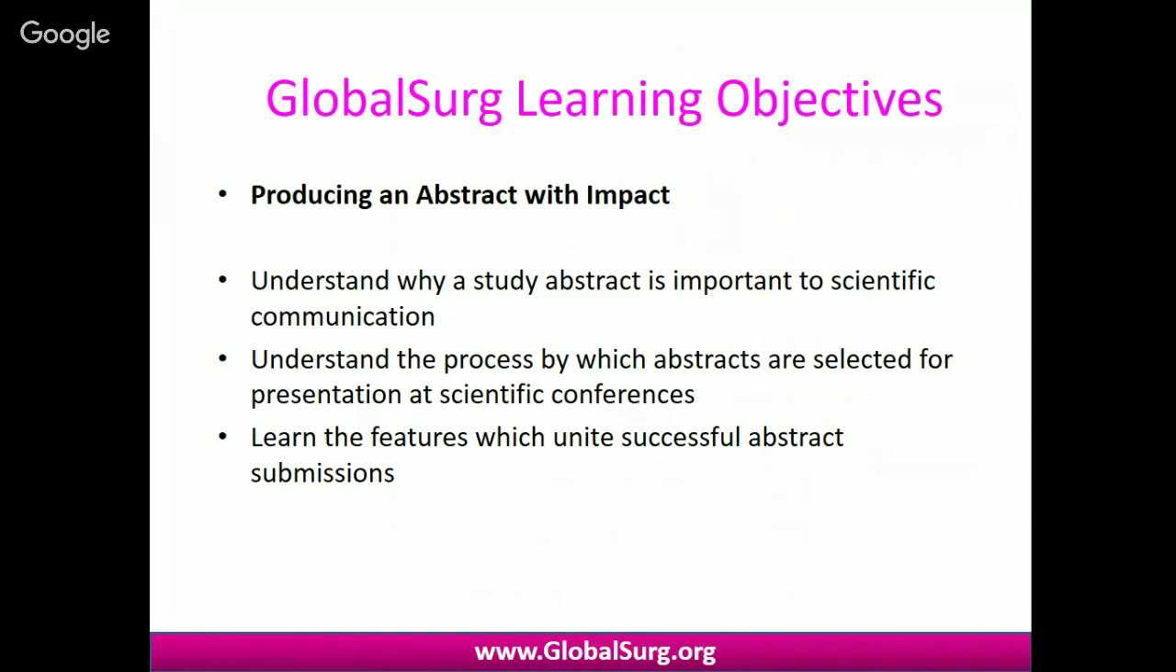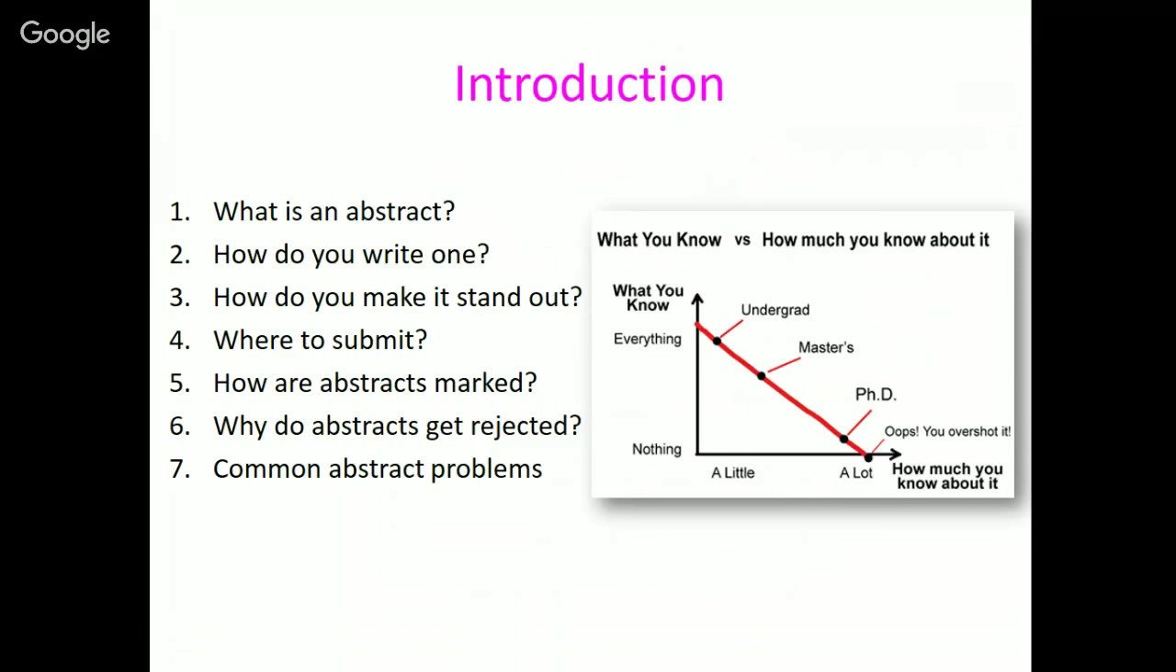Now, I break this down into 7 parts, which I think we need to consider. Firstly, explaining what an abstract is. Secondly, thinking about why you'd need to write one. Thirdly, what is it that makes it stand out? And that's particularly relevant if you're submitting an abstract for a journal or perhaps as a summary of your thesis or if you're submitting it for a conference presentation. Thinking a little bit, if you are submitting it, where to submit to. And I will give you a bit of background information about how abstracts are marked based on marking that I get involved with both journal reviewing and also conference submissions. Talk to you a little bit about why abstracts get rejected on that basis and what some of the most common problems are that I come across when I'm reviewing abstracts for other people.